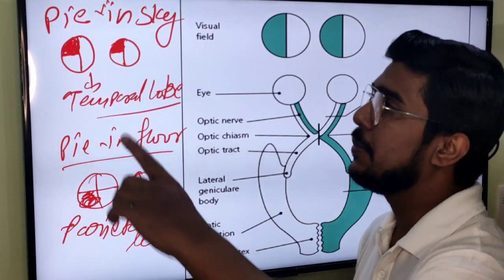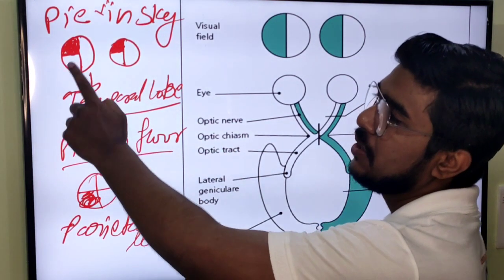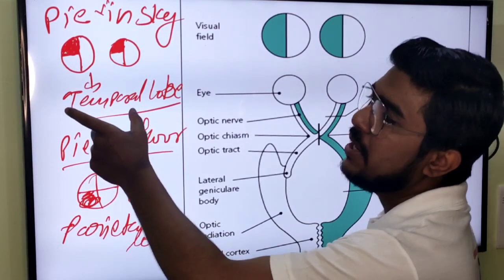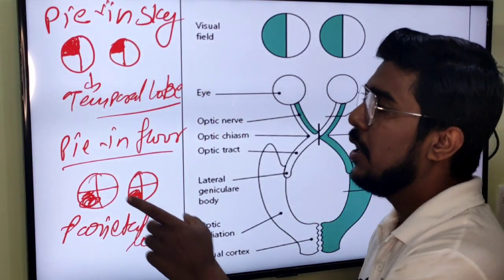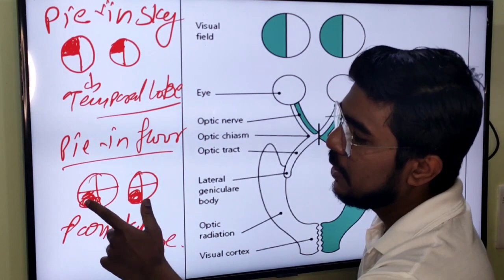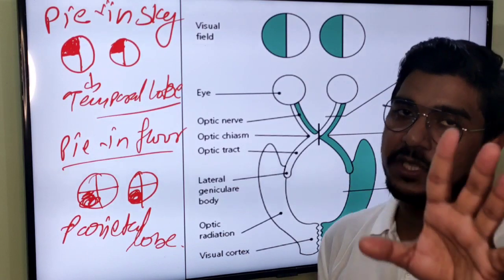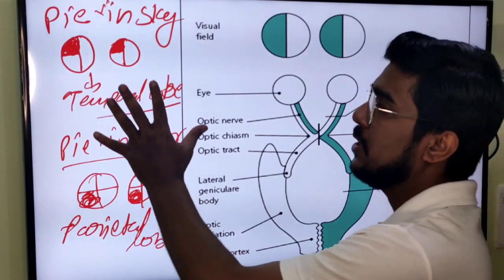Now for the concept, which temporal lobe is involved here? Contralateral, left sided. Left sided is involved, so obviously the right temporal lobe lesion is there. And pie on the floor, which side? Contralateral side. Obviously it's the left side, so obviously the right parietal lobe is injured. So it is very important to understand these 2 things.